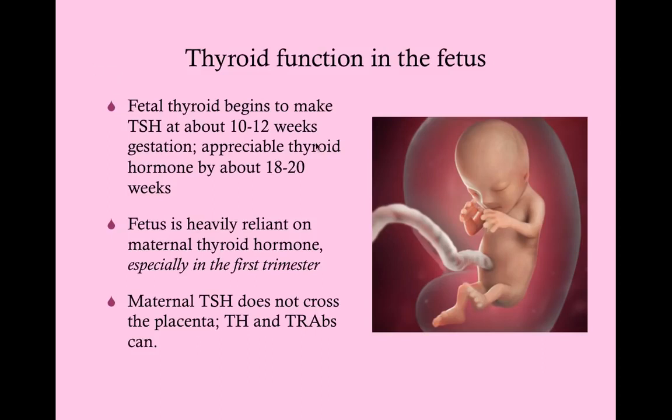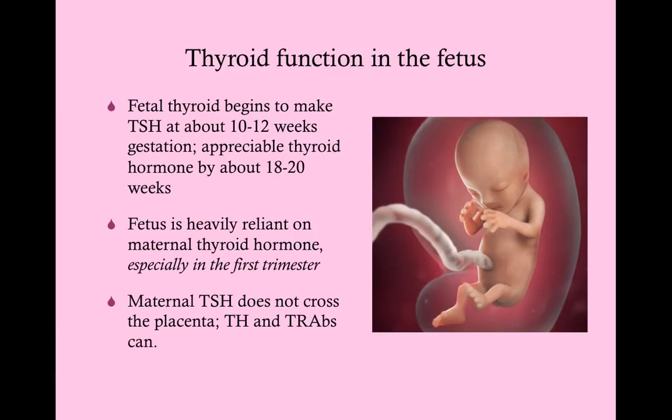Okay, so the fetal anterior pituitary begins to make TSH around the end of the first trimester. And you get just gradually more thyroid hormone. And it doesn't really become appreciable until towards the middle to end of the second trimester. And so what this means is that in the first trimester, because the baby's not making any thyroid hormone whatsoever, the fetus is heavily reliant on the maternal thyroid hormone. So if there are issues with the maternal thyroid, particularly hypothyroidism, you're really going to see those effects in the first trimester of development. Maternal TSH does not cross the placenta.